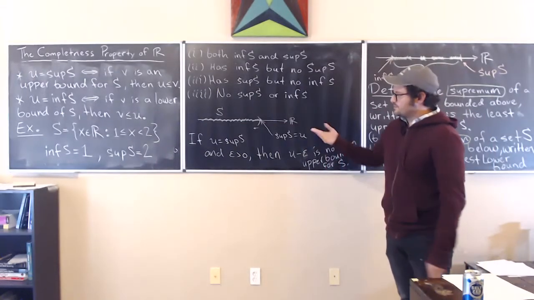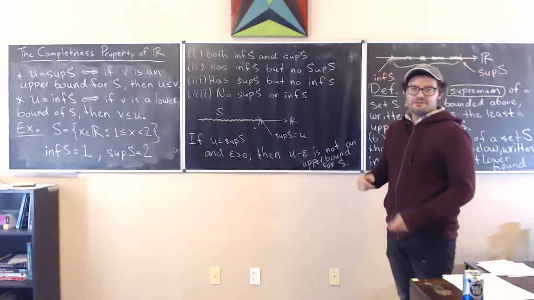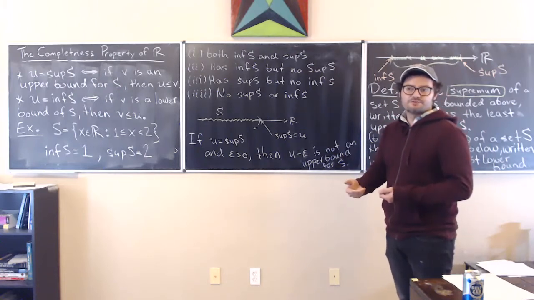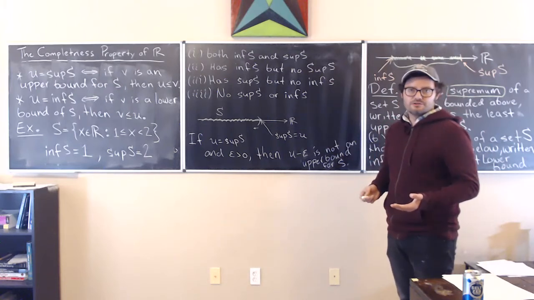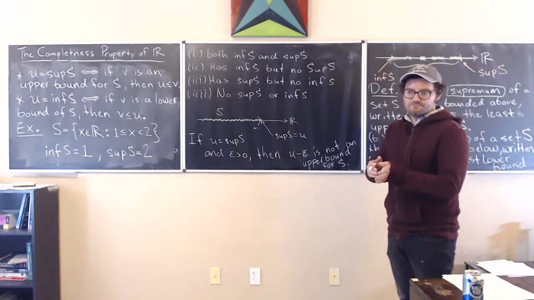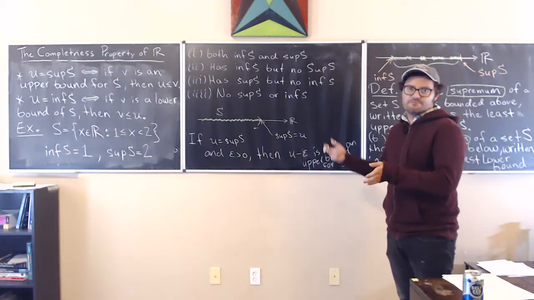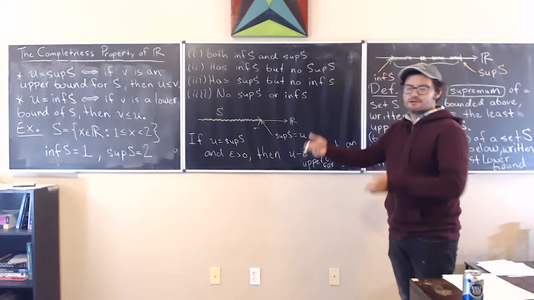And you can imagine an analogous statement for the infimum. If I add any positive number to the infimum, it's no longer a lower bound, which means that there's going to be an element in S smaller than the infimum plus epsilon.